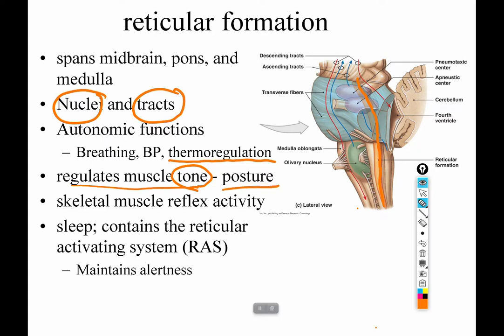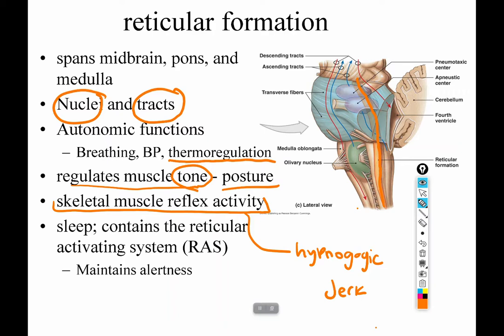It also is involved in skeletal muscle reflex activity, specifically as it relates to basically reflexive things like the hypnagogic jerk, which is not a person. It's that, you know, when you're falling asleep and you're descending into sleep and suddenly you're like, ugh, and you jerk your whole body, that.